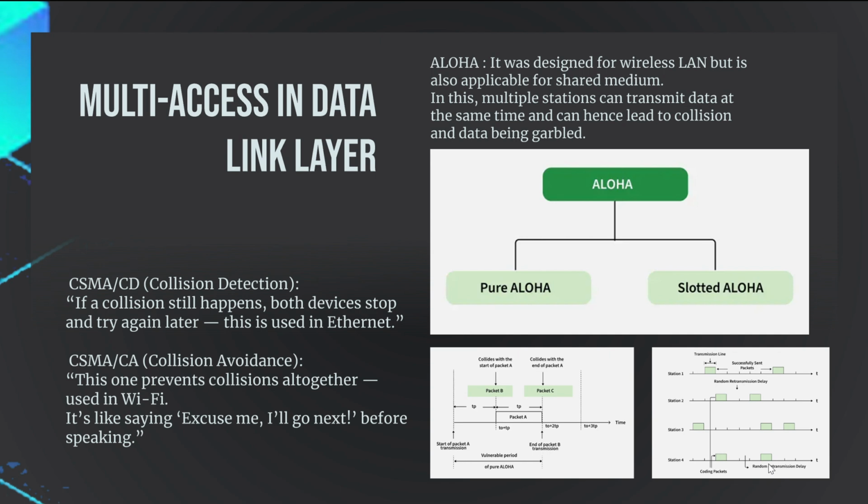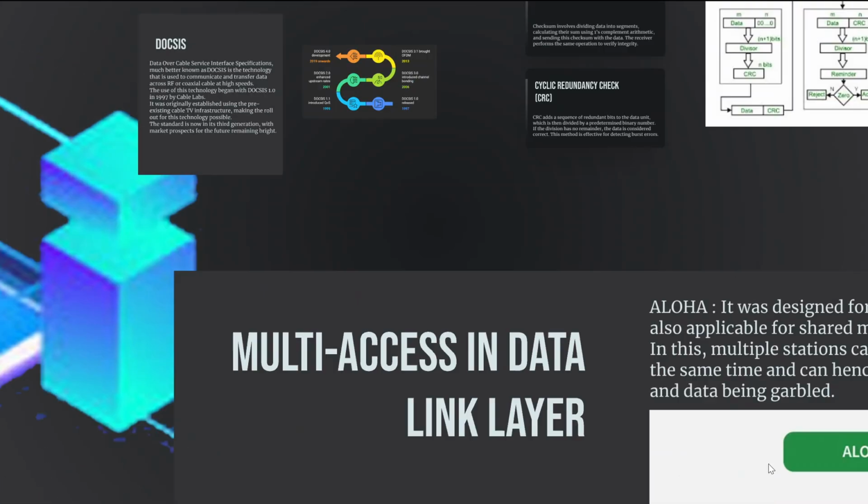CD is collision detection and CA is collision avoidance. If a collision happens because both devices are sending together, both devices stop and try again later. This is used in Ethernet. To avoid collisions entirely, there is CSMA-CA. This prevents collisions altogether and is often used in Wi-Fi. It's like saying, excuse me, I'll go next, creating a sequence.